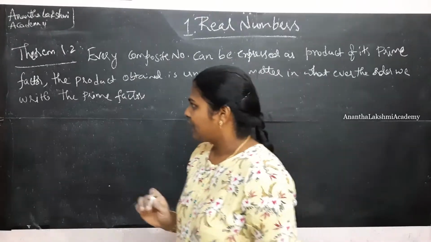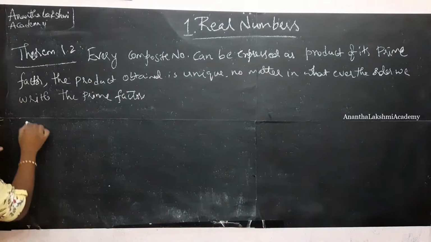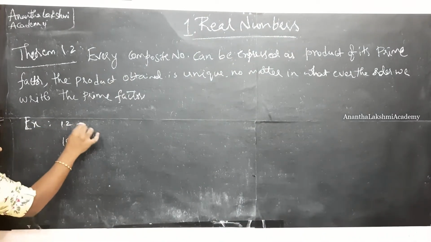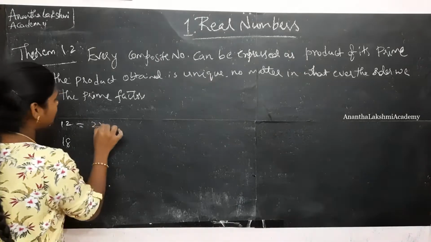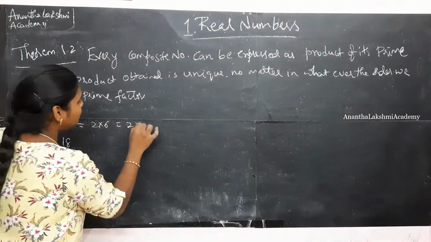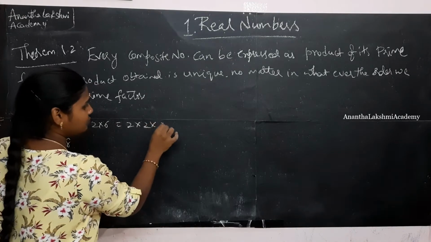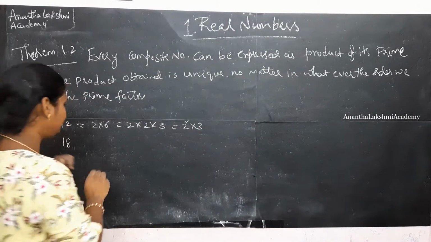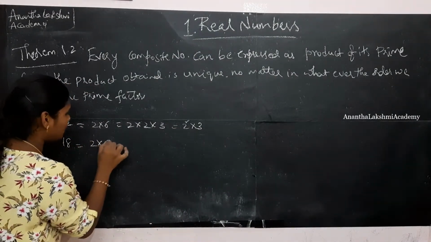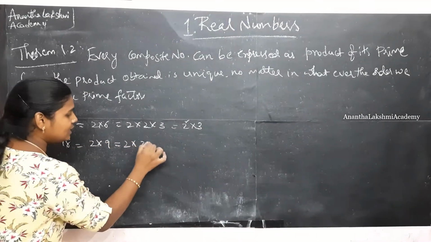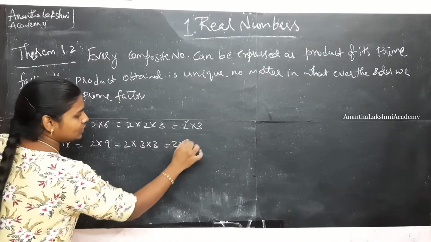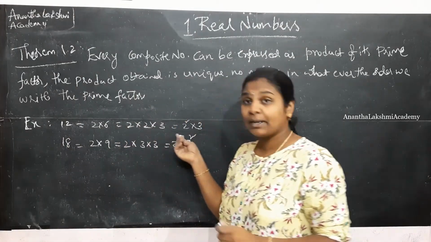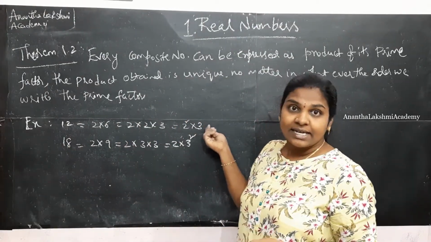So let us see. Let me consider an example of 12 and 18. How can I write 12? 2 into 6, 2 into 2 into 3, which can be written as 2 square into 3. 18 is 2 into 9, 2 into 3 into 3, which is 2 into 3 square. Now, what is 2? Is it not a prime number? Yes. What is 3? It is also a prime number.